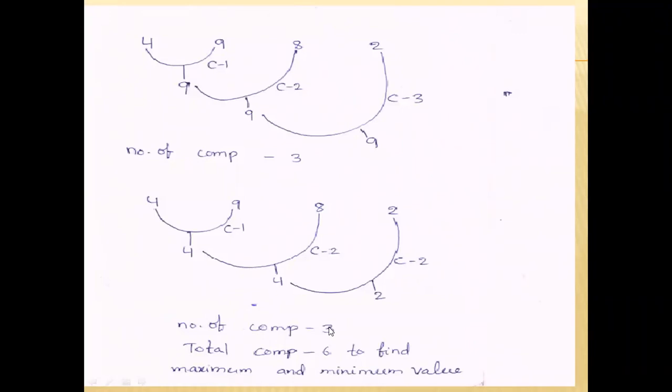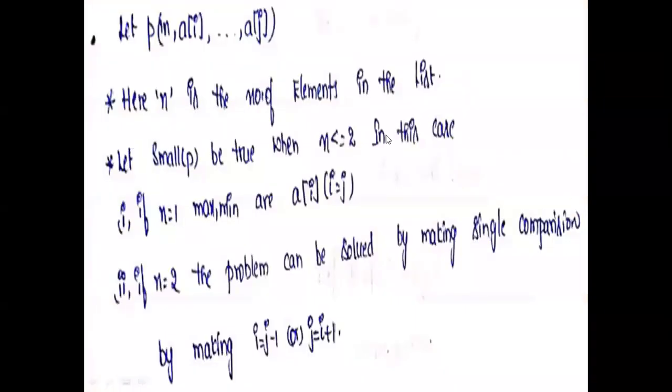To reduce the number of comparisons, we are using the divide and conquer method. Suppose there are n elements in the list, from a of i to a of j. Here a of i represents the lower bound and a of j represents the upper bound.